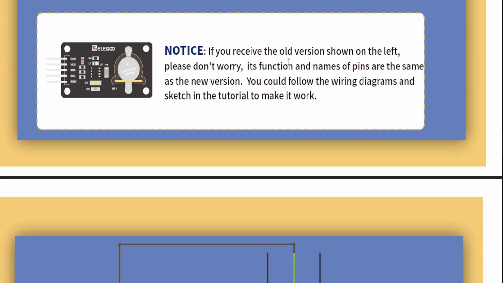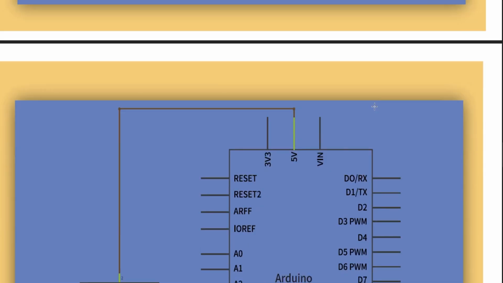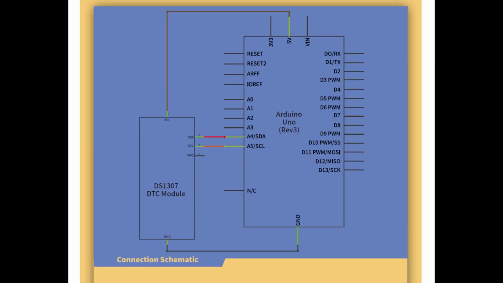So, notice if you receive the old version shown on the left, please don't worry. Its function names and pins are the same as the new version. You can follow the wiring diagram and sketch in the tutorial to make it work. All right, so here's the schematic. So, you've got the module. We're not using the SQW pin, we're just going VCC to 5 volts, ground to ground, and then SDA to the SDA. Okay, yeah, so that's that. Those are two analog pins that I think are on the other side, on the digital side. I think if I'm not mistaken, the SDA and SCL. That's simple. Just SDA to SDA and SCL to SCL.